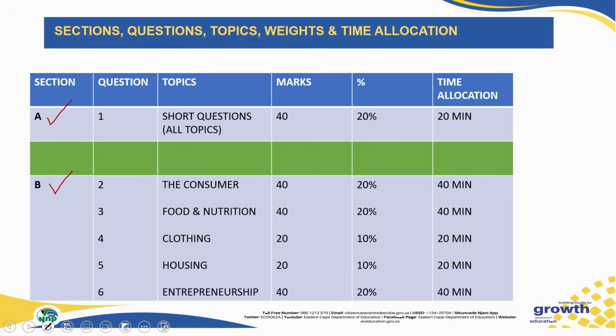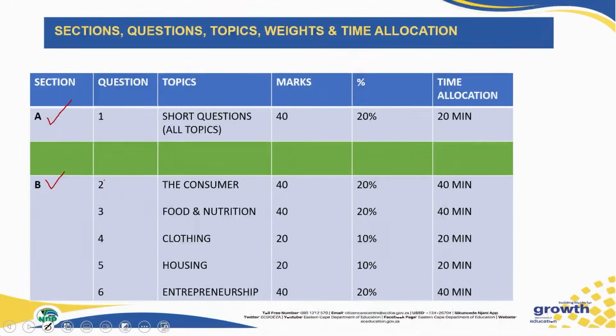In section A, grade 12s, you are going to have only one question. This question is going to have short questions and it's going to contain all the topics. So it is imperative that grade 12s, you know your content, you know all your topics. The marks allocated is 40 marks, 20% weight, and 20 minutes is allocated for this section.